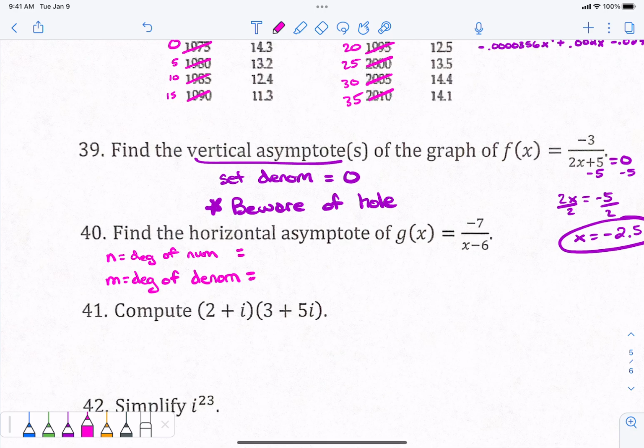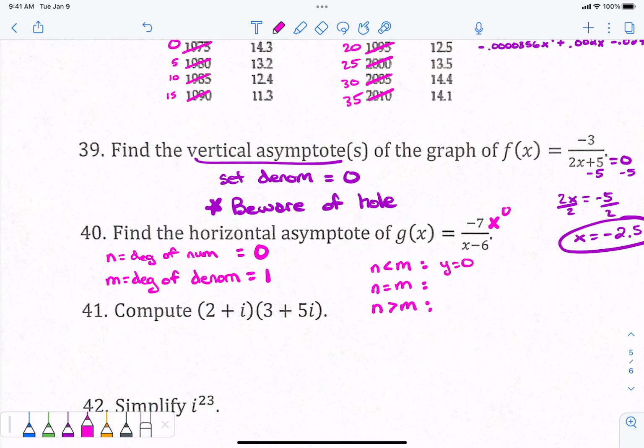So for this problem, what is N? What's the degree of the top? 0, right? It's like x to the 0 power. So I have 0 and the bottom is 1. Here are the rules. If n is less than m, you do something. If n is equal to m, you do something. If n is greater than m, you do something. If n is less than m, y equals 0. I always get that one confused with the bottom one, right?